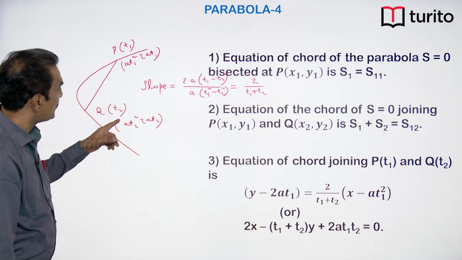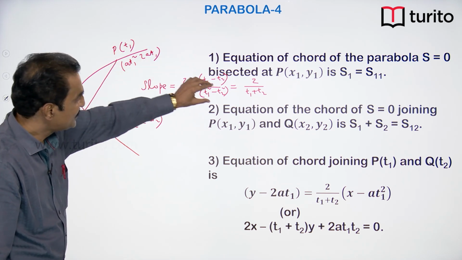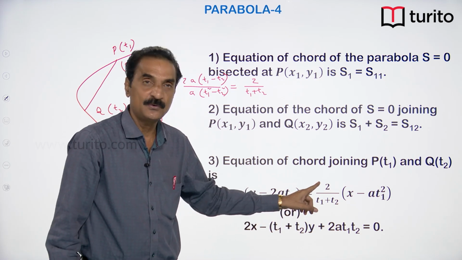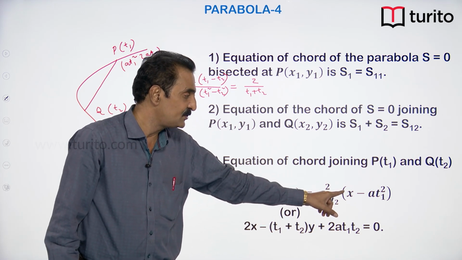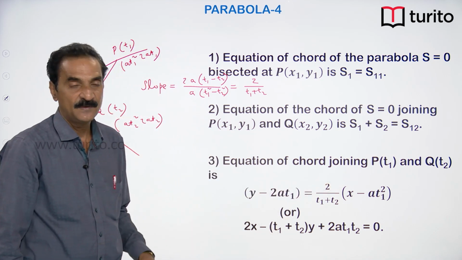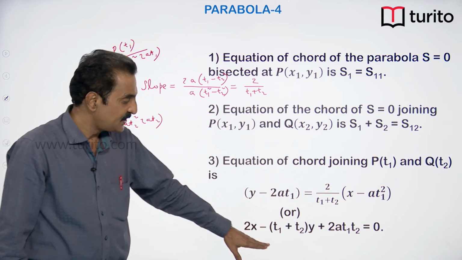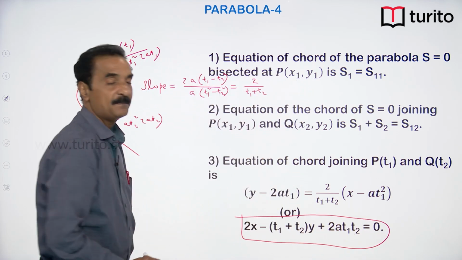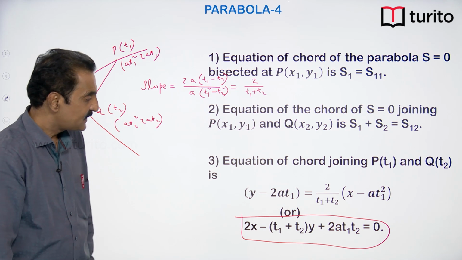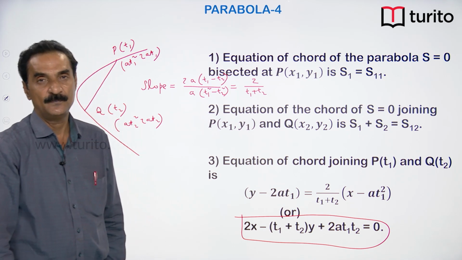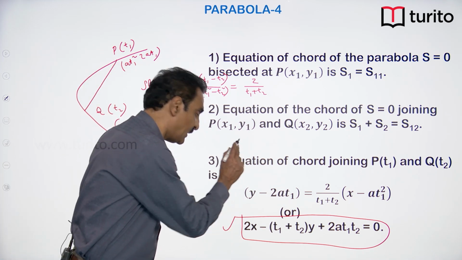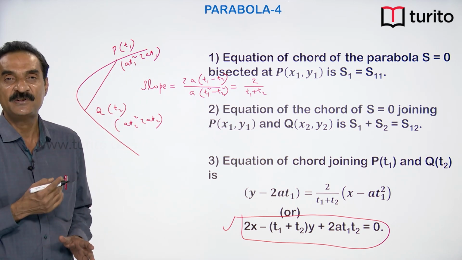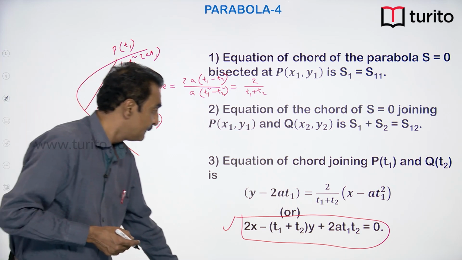Then equation of the chord is, using this slope and this point, we will get y minus 2a t1 is equal to 2 by t1 plus t2 into x minus at1 square. After simplification, the equation becomes 2x minus (t1 plus t2) into y plus 2a t1 t2 is equal to 0. All of you should remember this formula for equation of the chord joining 2 points which are in parametric form.